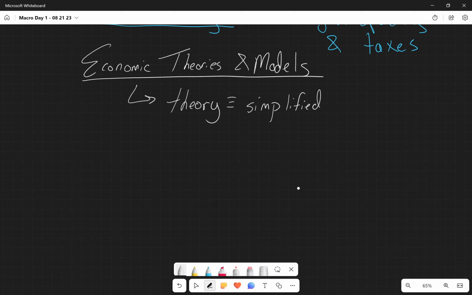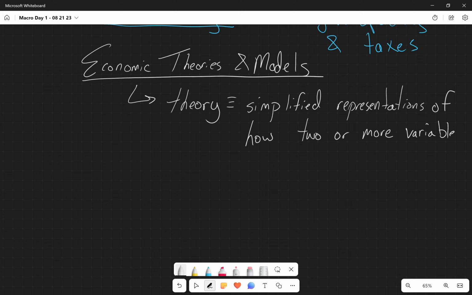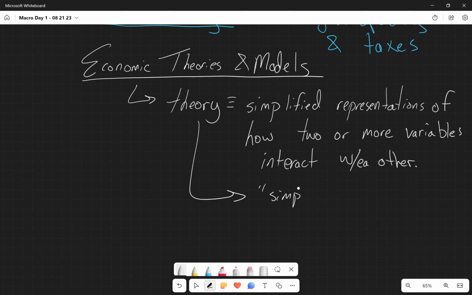Which are simplified representations of how two or more variables interact with each other. We know that a good theory is simple enough to understand and complex enough to capture the key features.